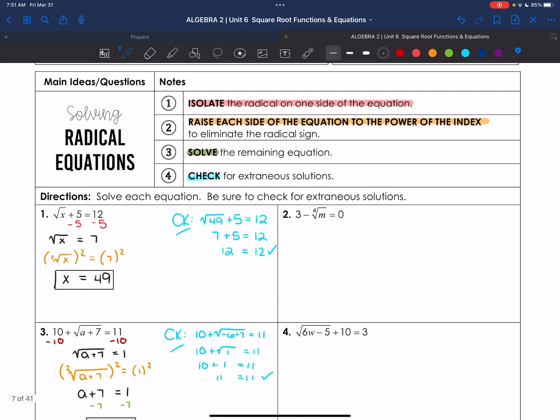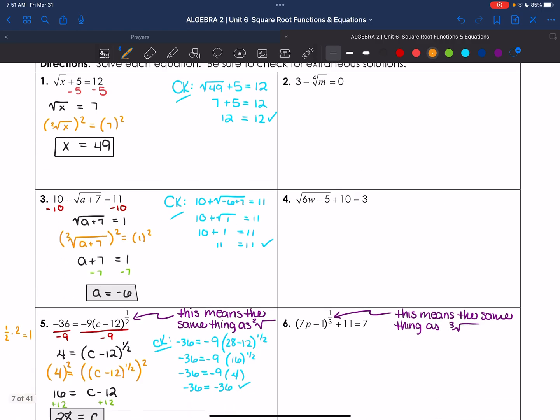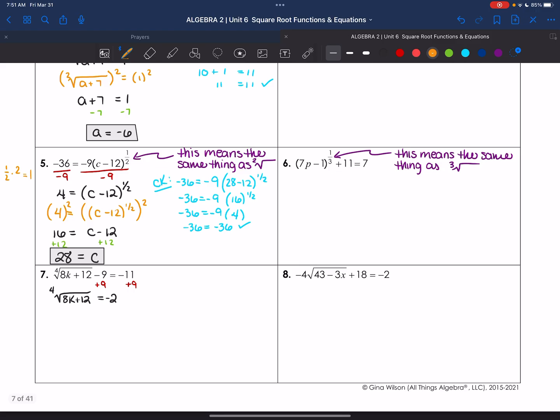Then we will move on to the next step, which is to raise each side to the power of our index. Now this one was a fourth root, so we're going to raise it to the fourth power on each side. When I raise this left side to the fourth power, that leaves me with just the 8k plus the 12. And on the other side, negative 2 raised to the 4th power is 16.